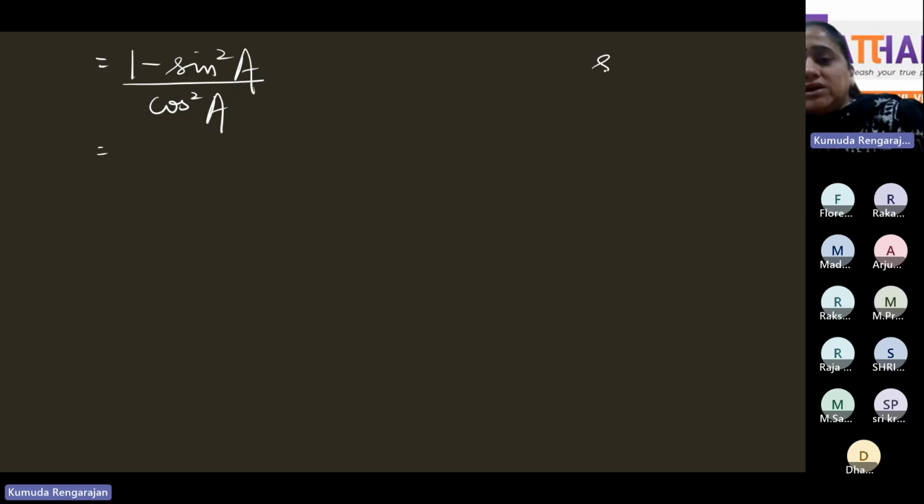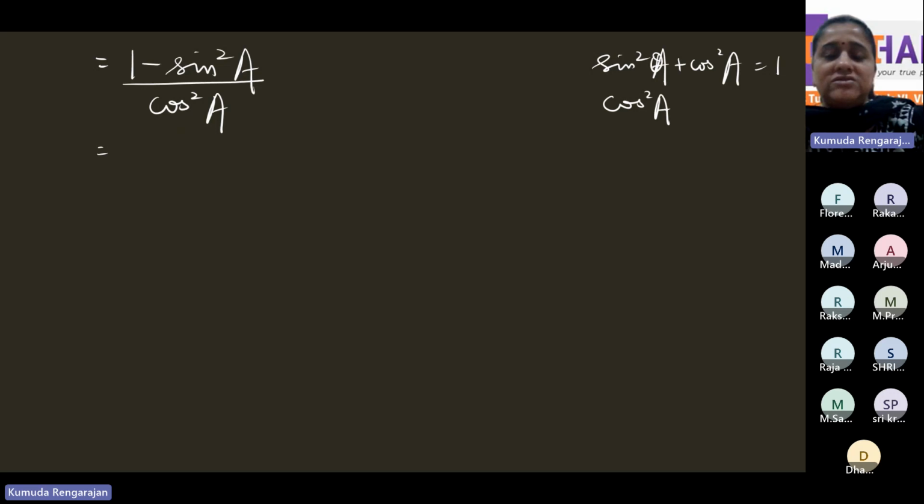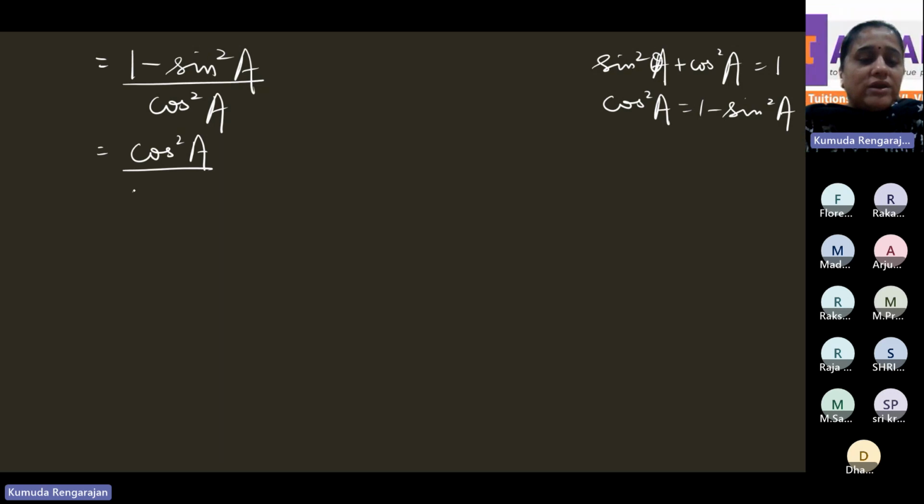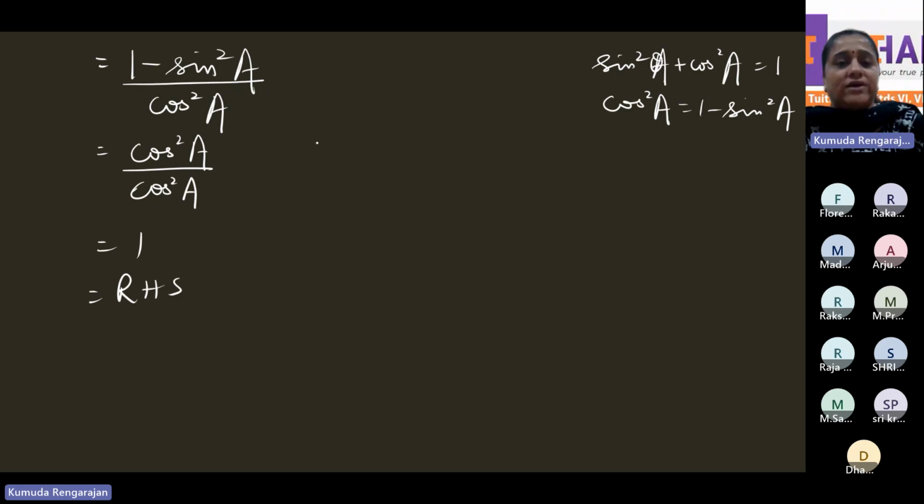Now we know that sin square A plus cos square A is equal to 1. So on transposing, cos square A is equal to 1 minus sin square A. Yes or no? So what is 1 minus sin square A? Cos square A by cos square A, which is 1, which is the RHS. So LHS is equal to RHS, hence verified.